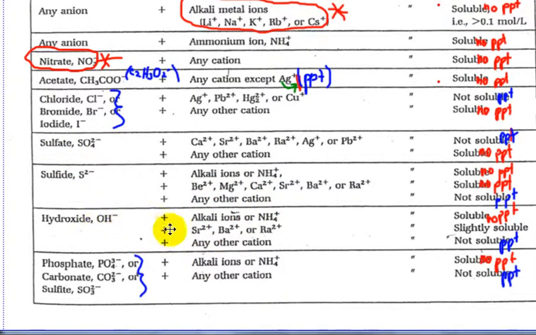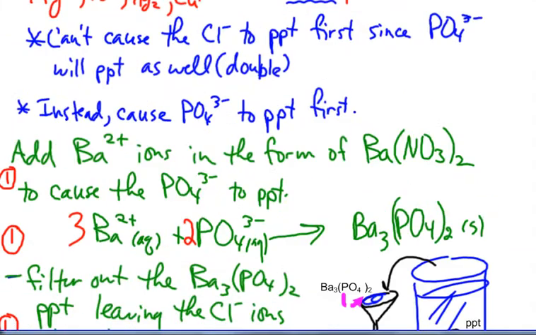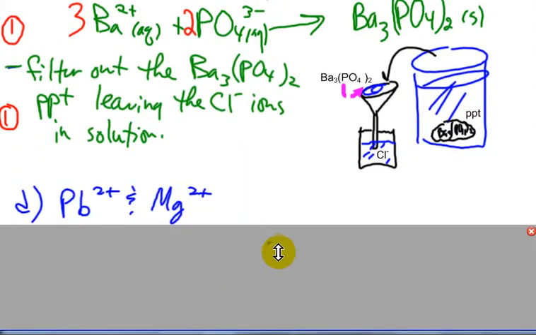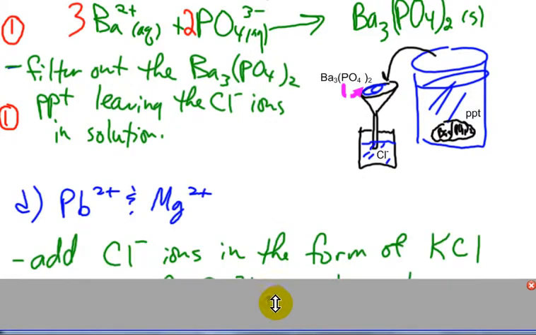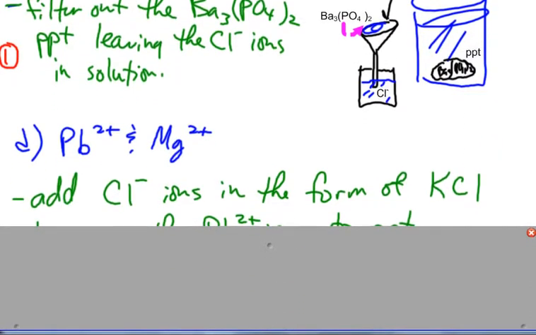I wouldn't be able to use hydroxide because lead and magnesium both fall into the category of anything else. So there's 3 options there: chloride, bromide, or iodide for that group, or sulfate, or sulfide. All of those make a lead precipitate. So once again, it's up to you to determine what you want to use. So I chose to use chloride.